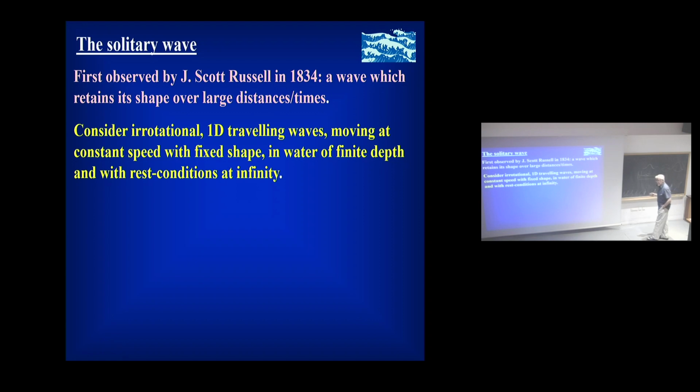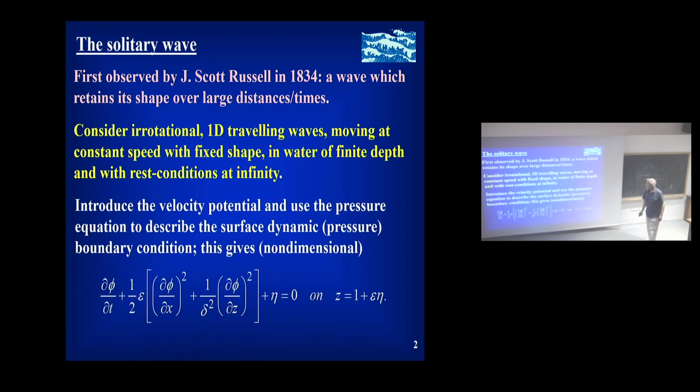We're going to look at the simplest possible scenario. So, irrotational, one-dimensional traveling waves moving at a constant speed with a fixed shape. So we're looking for a solution of that form. Water of finite depth and stationary conditions at infinity. Introduce a velocity potential and use the pressure equation, or unsteady Bernoulli if you want to call it that, to get the appropriate boundary condition at the surface. It's the one that I mentioned yesterday, and if you need it or you're interested, the very simple little derivation that gives you that is on page 10 in the notes.